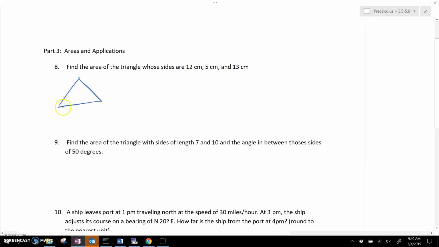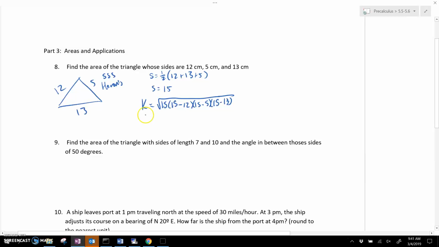You can just see it in there, but you would see that 12, 5, and 13 are the 3 sides. So I'm given side, side, side, which means I need Heron's formula. You don't need to know that name, but that's where I first find half the perimeter. So 1/2 of 12 plus 13 plus 5. I get that S is 15. And then to find K, I take the square root of 15 times 15 minus 12, 15 minus 5, 15 minus 13. Again, the order does not matter that you put those in. Type into my calculator, and I got 30 centimeters squared. Okay, so it was in centimeters, so I answer in centimeters.